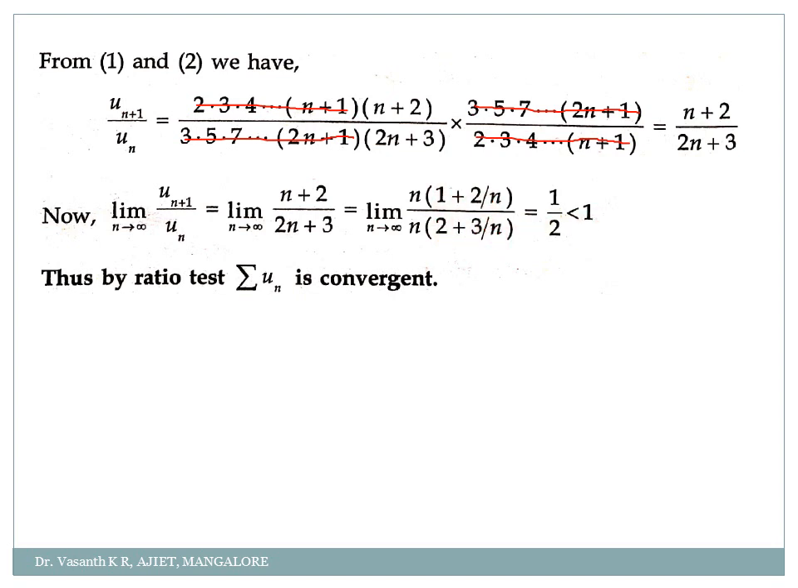And here if you want you can take 2n outside or n outside, that depends on you. So I've taken n outside, 2 plus 3 by n. Cancel n and n here. If you apply infinity, 2 by infinity is 0, 3 by infinity is 0. So only 1 by 2 will remain. 1 by 2 which is strictly less than 1. So the test is what?